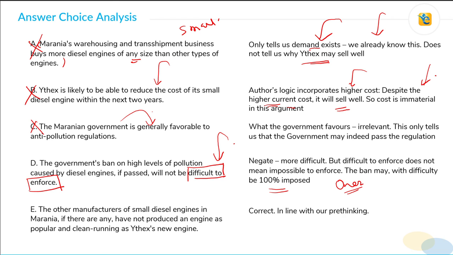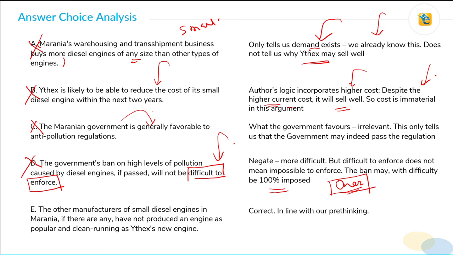So the problem here is, if you assume that difficult to enforce means that it cannot be enforced properly, then you would be faltering. If you negate option D, it says that the government's ban will be difficult to enforce. The question you have to ask is, so what? Even if it is difficult to enforce, the people who have to enforce it may still be able to enforce it with 100% efficiency. Not even a single engine may be sold. The conclusion can still hold true. Or in other words, option D will fail the negation test, which makes option D the incorrect option choice, which leaves us with the correct answer, which is option E.